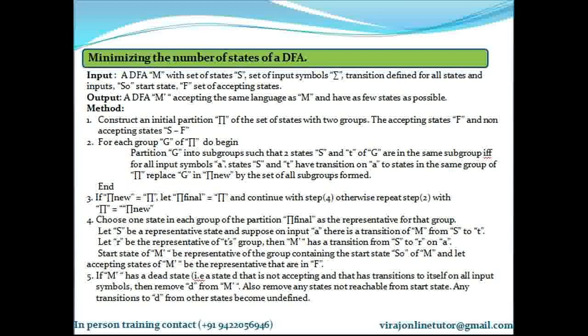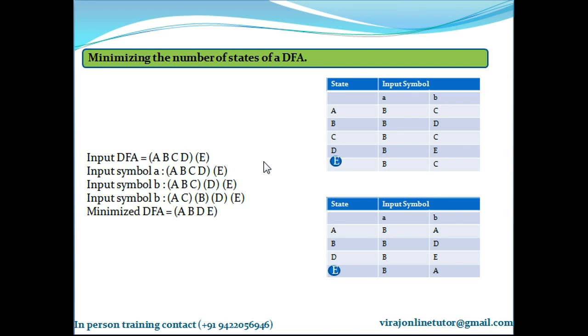So this is the algorithm for minimizing the number of states of a DFA, which I just explained to you all. The input is the DFA that we get, with a set of states S. M is the DFA, S is the states of the DFA, and sigma is the input symbols. The states of the DFA are A, B, C, D, E, and this entire thing is M. And sigma is the input symbols, small a and b.